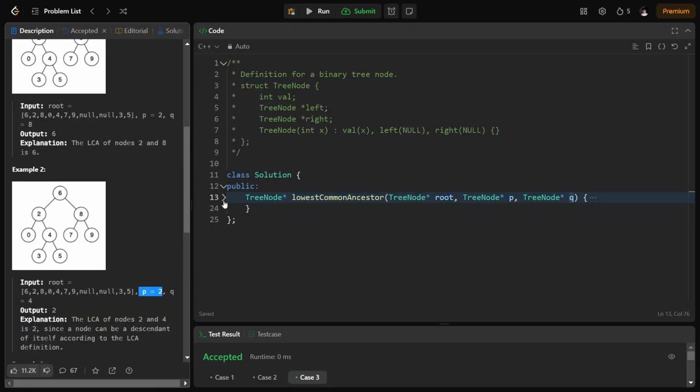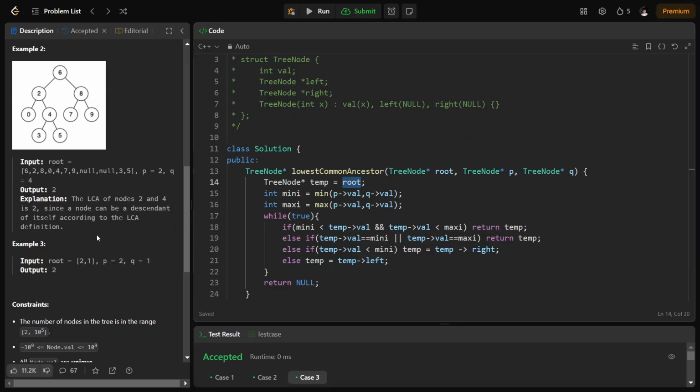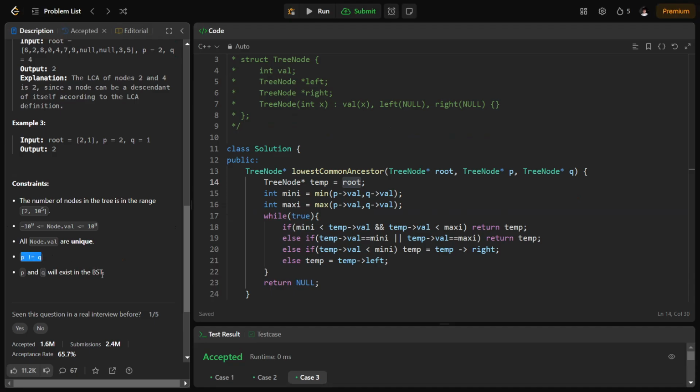Now let's look at the code of how we are actually going to implement this. First, I take a temporary pointer to a tree node and point it to root. Given that P is not equal to Q and both exist in the BST, the root is not null in any case, and P and Q cannot be null, so this tree has at least two nodes.